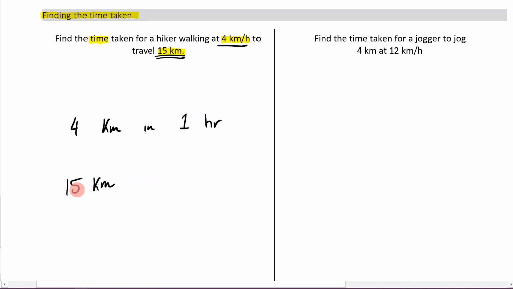So if this has to be 15 kilometers, how do I go from 4 to 15? Because whatever I do there, I have to do to the other side. And you might be thinking, I have no idea. There's surely got to be an easier way to do this. And there is. We don't have to straight away go to 15. We can take an intermediate step. So let's rub this out. And what we're going to do is use the unitary method.